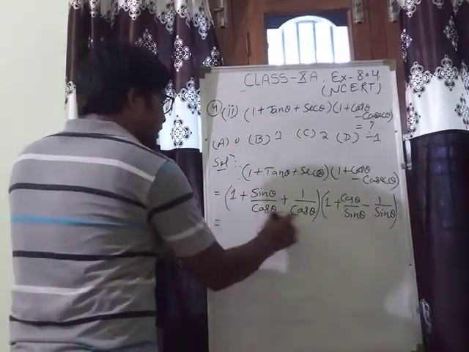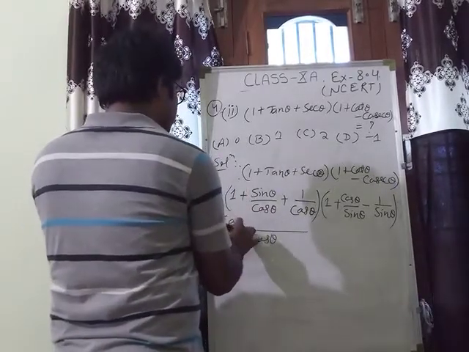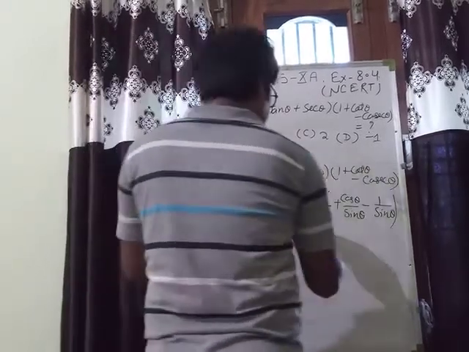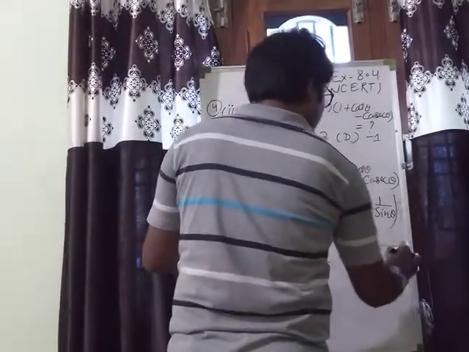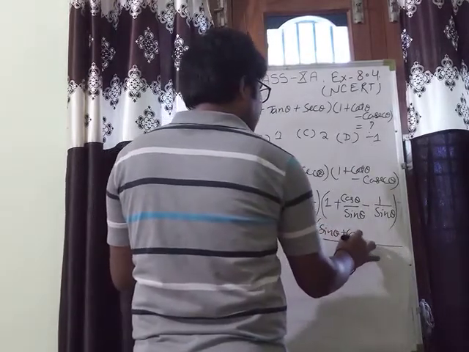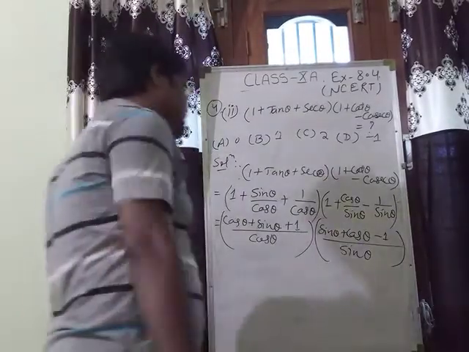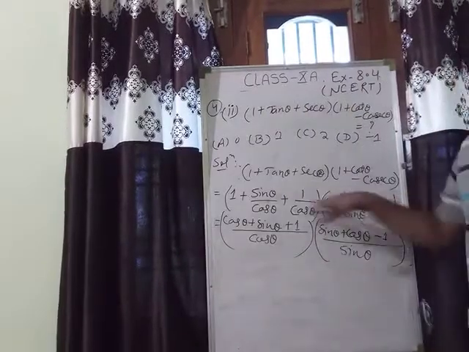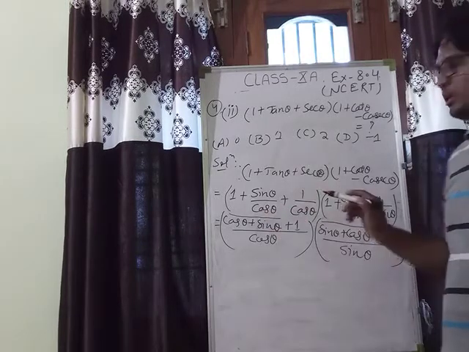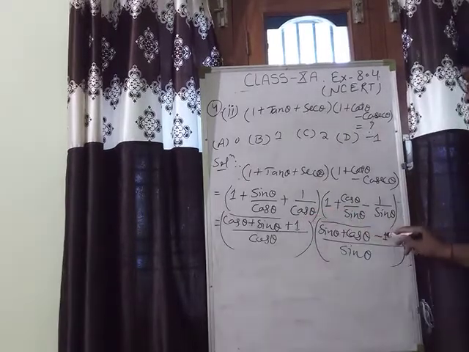Okay, now in this bracket, what will be the LCM? LCM is cos theta. Here will become cos theta plus sin theta and plus 1 into, here will become LCM is sin theta. So here will become sin theta plus cos theta minus 1. Okay. Now observe carefully in the numerators. The first two terms, this one and this one, are the same. That is sin theta plus cos theta. Here also this is sin theta plus cos theta. And the next term, this is plus 1 and this is minus 1.